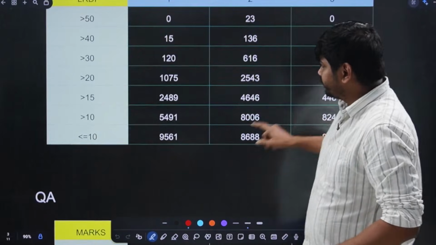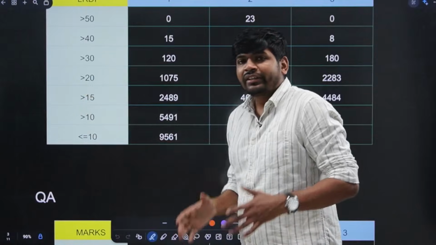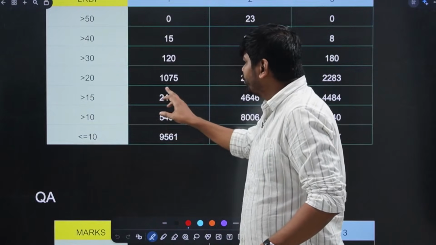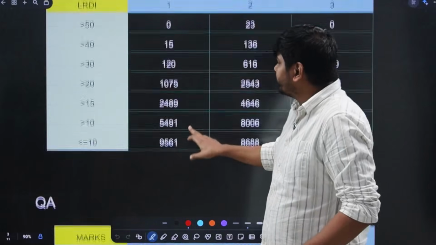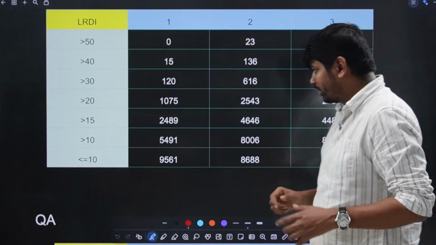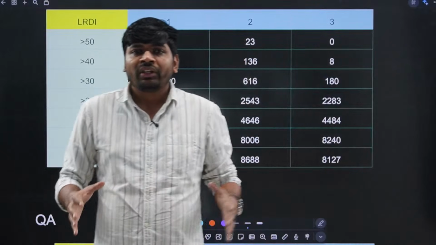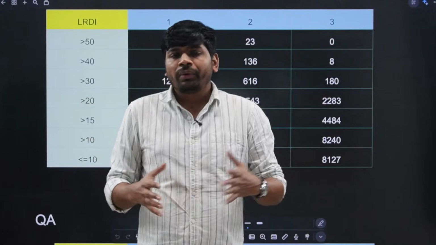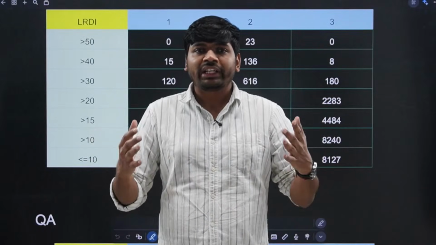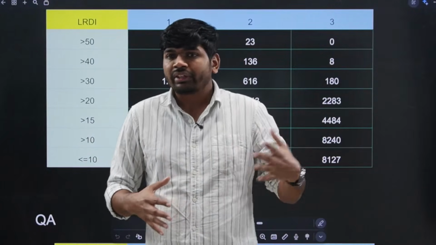If we go above 15 marks, the number of students who have obtained above 15 marks is 2489 in slot 1, whereas in slot 2 it is 4600 students. This is based on the data we have obtained initially. Now the score versus percentile will again update once we get more response sheets and more data.